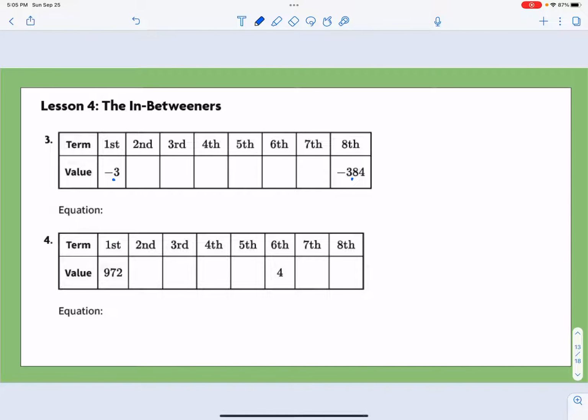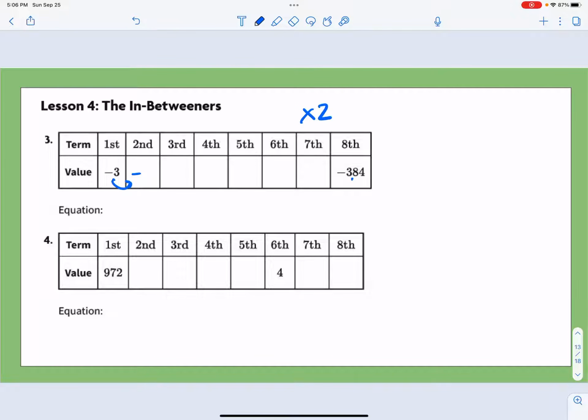-3 to -384. It is increasing, right? In one sense, I know it's going down negative, but it's still multiplying by a whole number to get there. It's not becoming a smaller value, so to speak. Okay, so let's just try multiplying by 2 and see what happens. If I multiply by 2, I'm going to have negative.